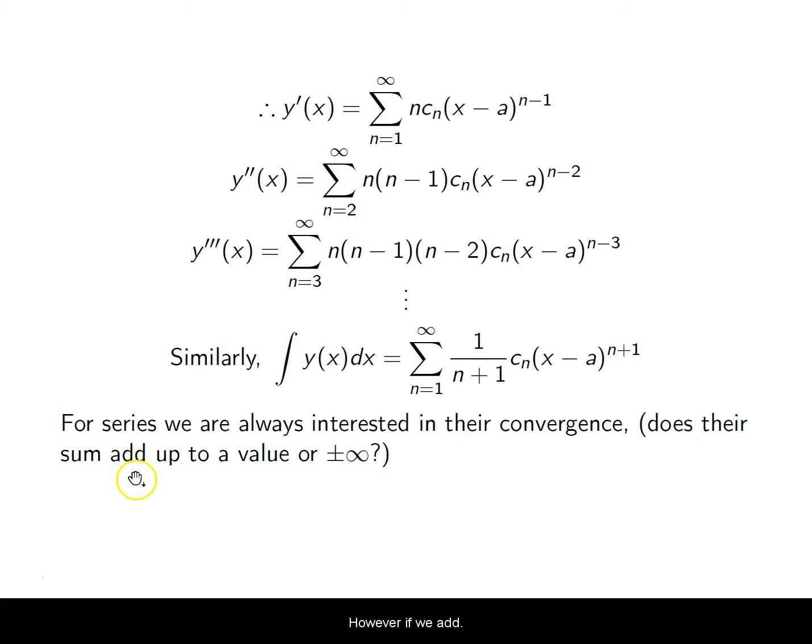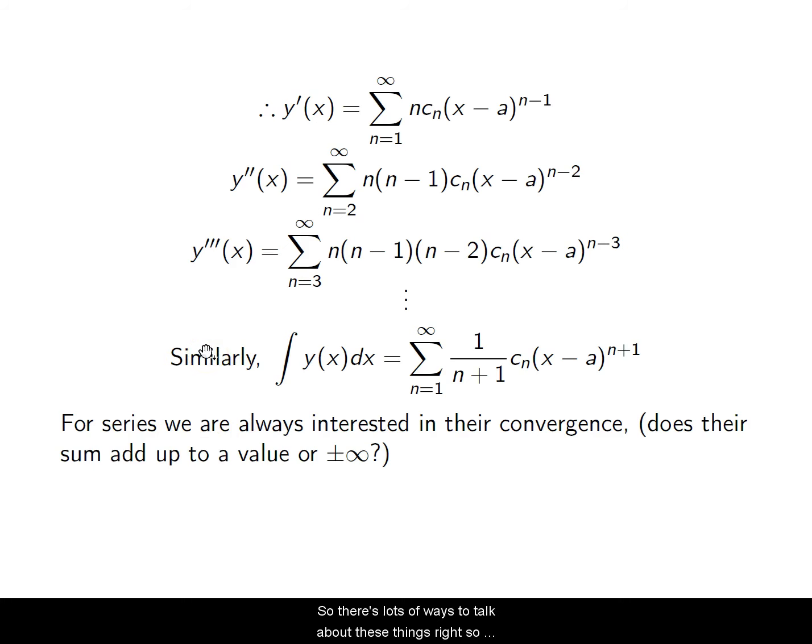However, if we add, let's say, things like 1 plus 1/2 squared plus 1/3 squared plus 1/4 squared, those things don't increase very quickly. So as we add them up, we will converge to a single value. That's what we're interested in. We're not so much interested in what the actual sum is, because these are power series, so it's not just a regular series. We're going to have variables in here. We just want to know whether or not these things converge at some point or not.